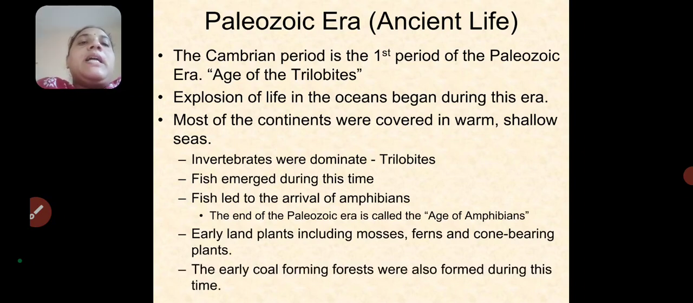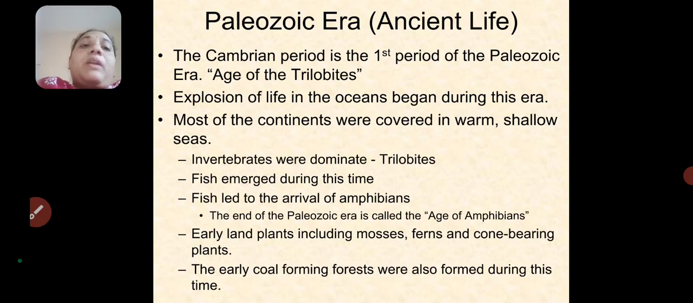Okay? Next, early land plants including mosses, ferns and cone-bearing plants were also found in the Paleozoic era. The early coal forming forests were also found during this period. So the importance of this period is that it is called the age of amphibians, because the fish led to the arrival of amphibians.